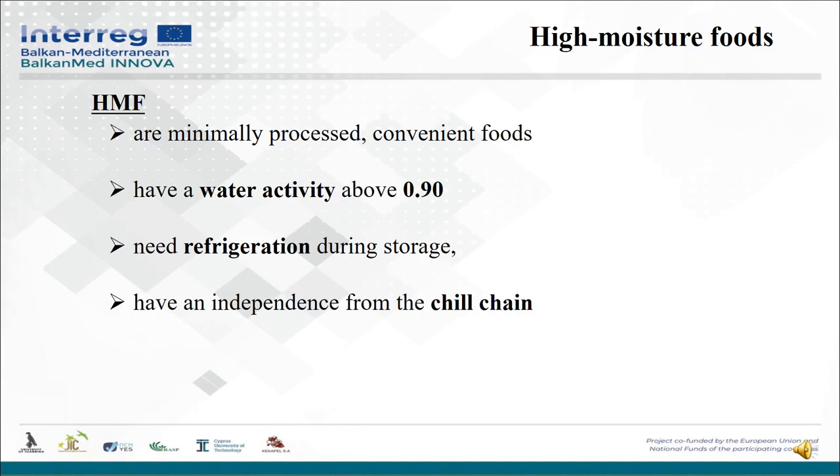On the other hand, high moisture foods are minimally processed convenient foods which have a water activity of about 0.90. These food products need refrigeration during storage and depend on the chill chain. If not adequately chilled, such products spoil easily or even cause food poisoning. During storage, they should remain stable, safe, and even fresh-like.